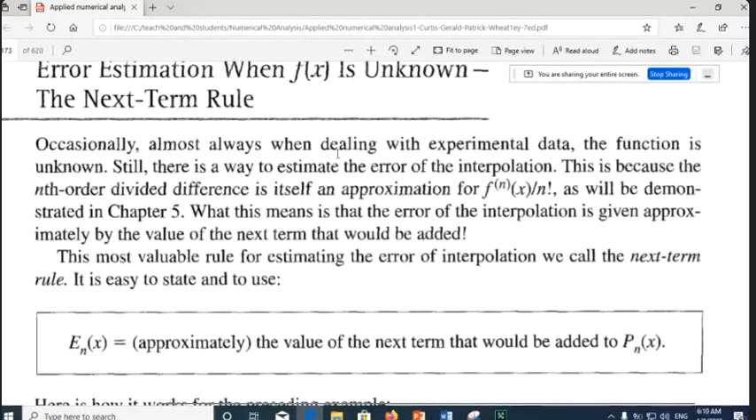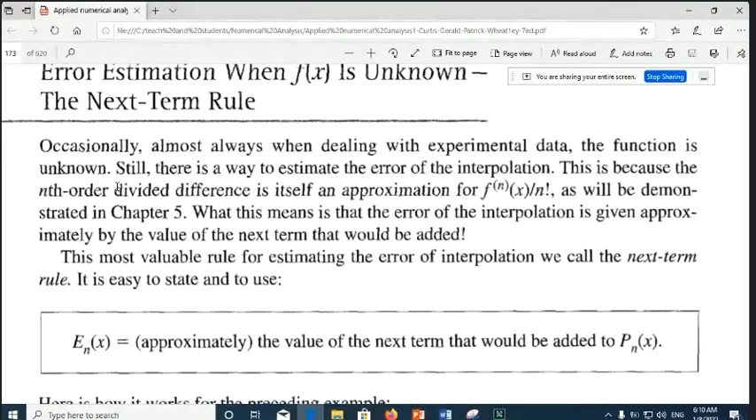Almost always, when dealing with experimental data, the function is unknown. For example, when you forecast the weather, the real function of weather is unknown. We interpolate the weather condition for the next day or next week just by interpolation. Still, there is a way to estimate the error of interpolation.